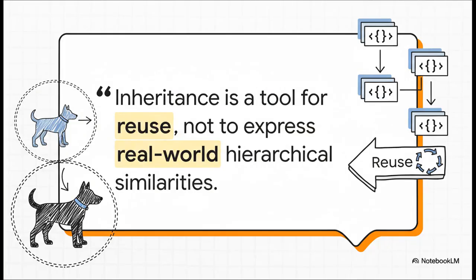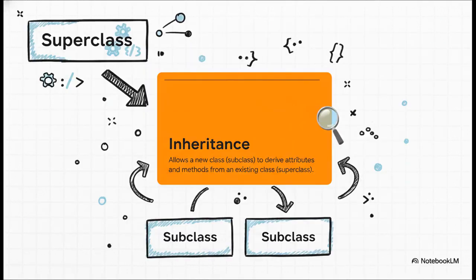I really want to highlight this quote because it clears up a huge misconception. When we first learn about inheritance, we almost always see these examples like a dog is an animal. And yeah, that's true. But in the world of programming, the real superpower of inheritance isn't about perfectly modeling the real world. It's a practical tool for reusing code. So here's the bottom line.